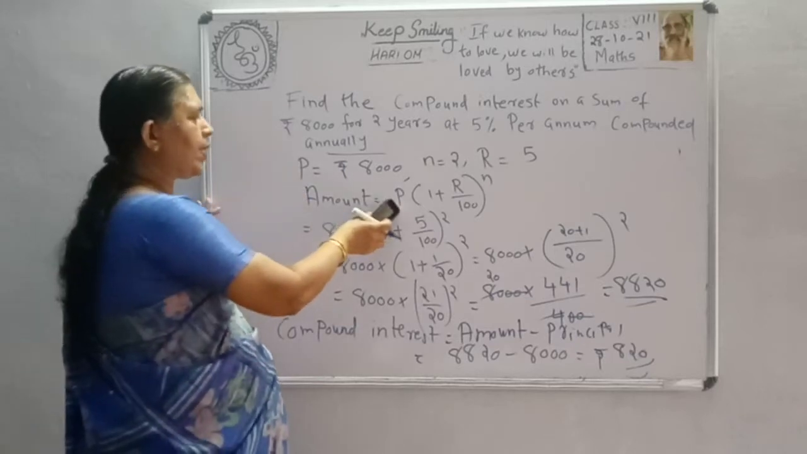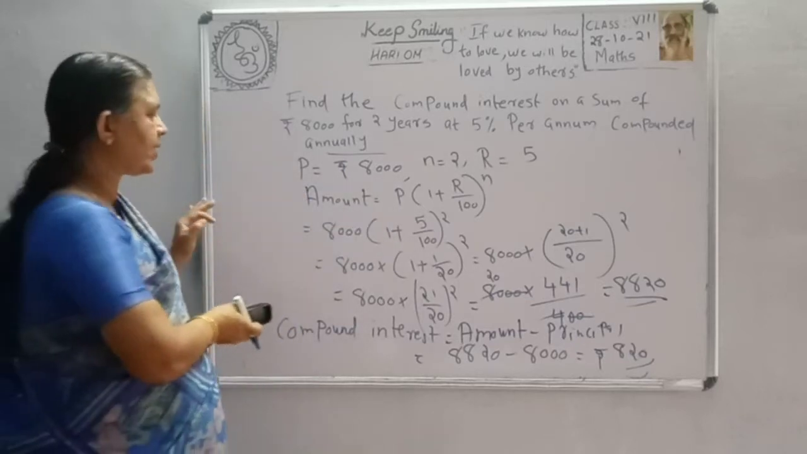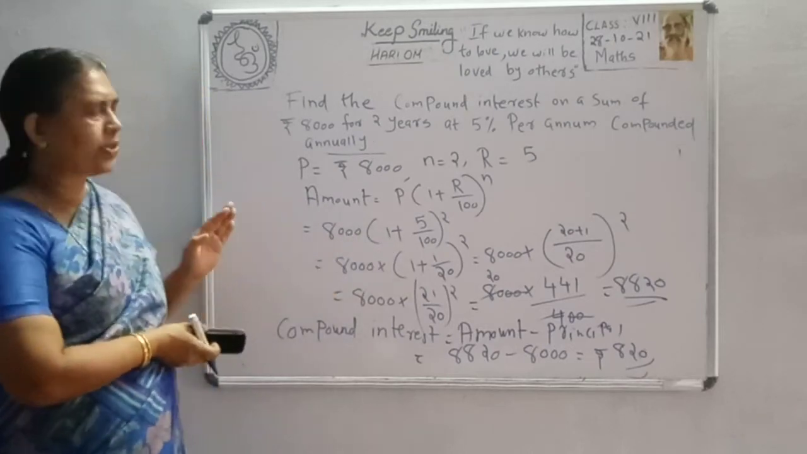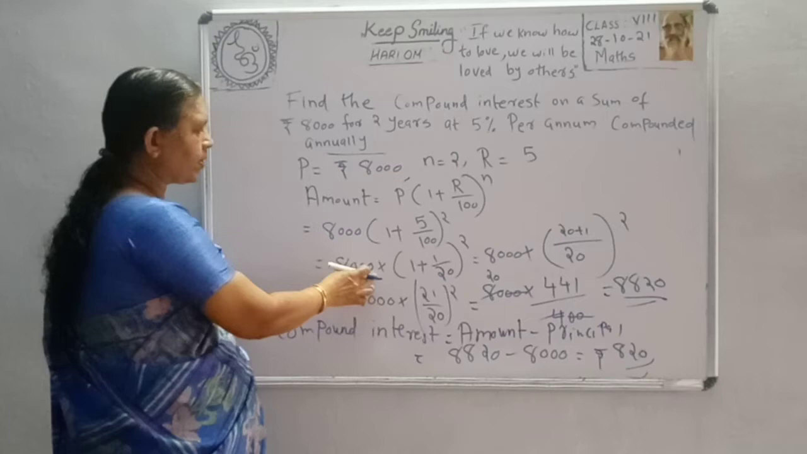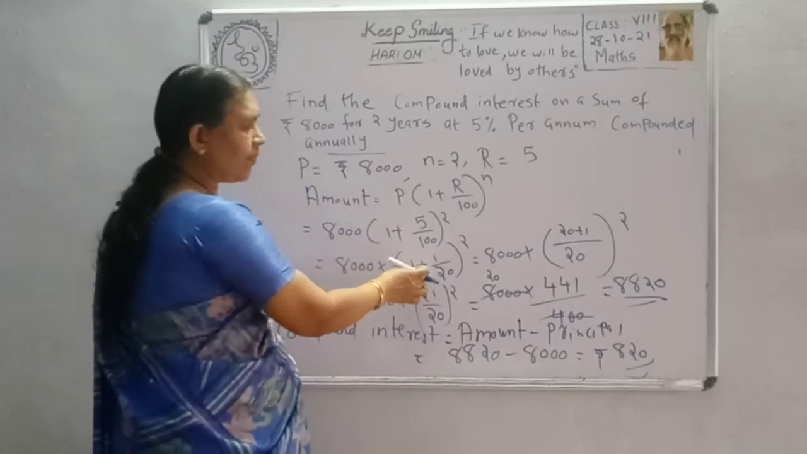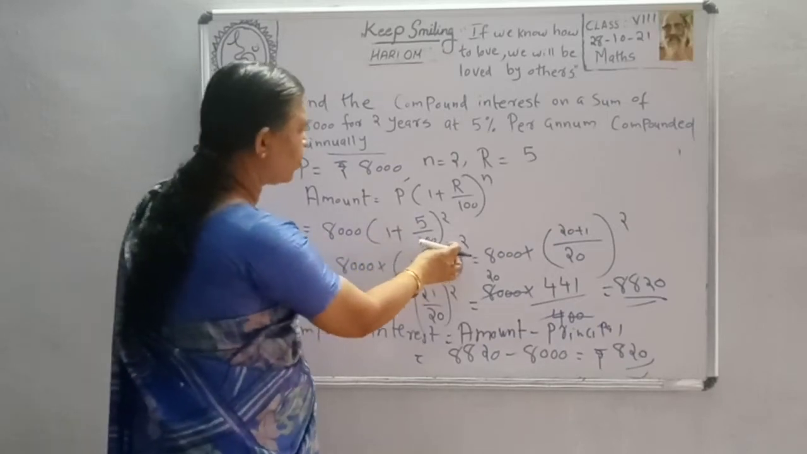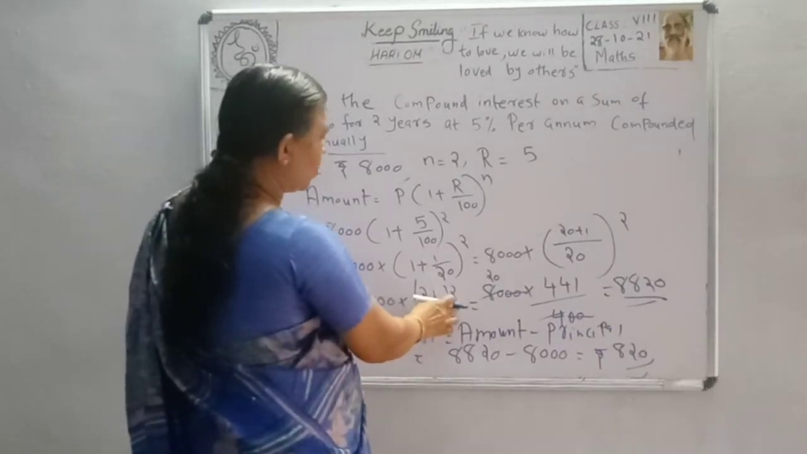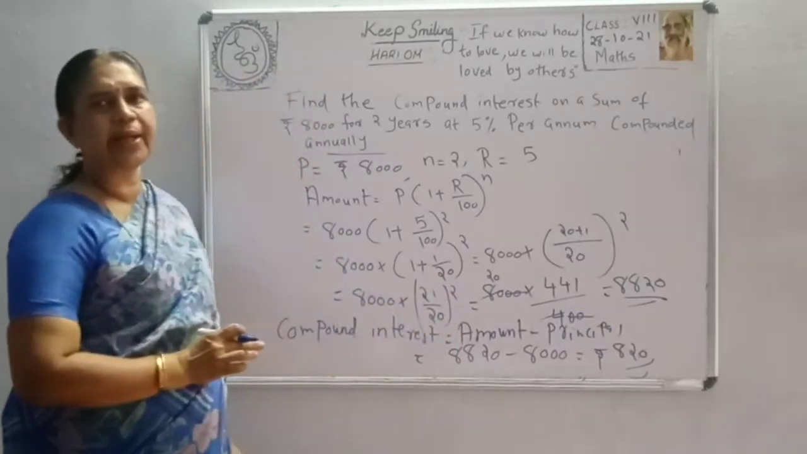Amount is equal to P into 1 plus R by 100 the whole raised to N. That is 8000 into 1 plus 5 by 100 the whole raised to 2. So it is equal to 8000 into, 5 by 100 is equal to 1 by 20, 1 plus 1 by 20 the whole square. That is equal to 8000 into 21 by 20 the whole square, is equal to rupees 8820.